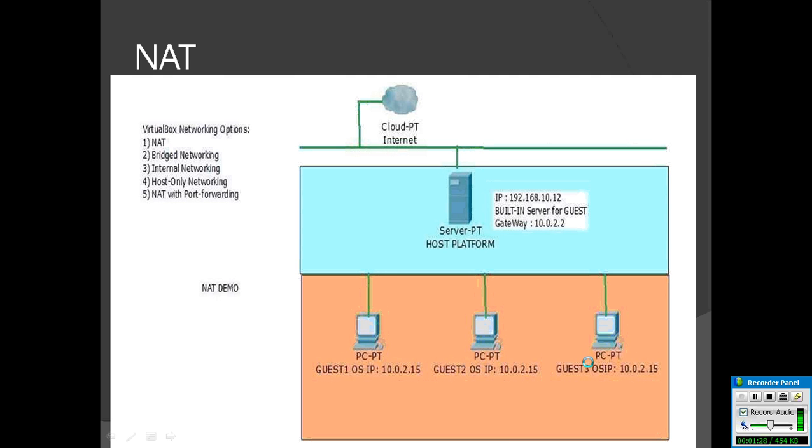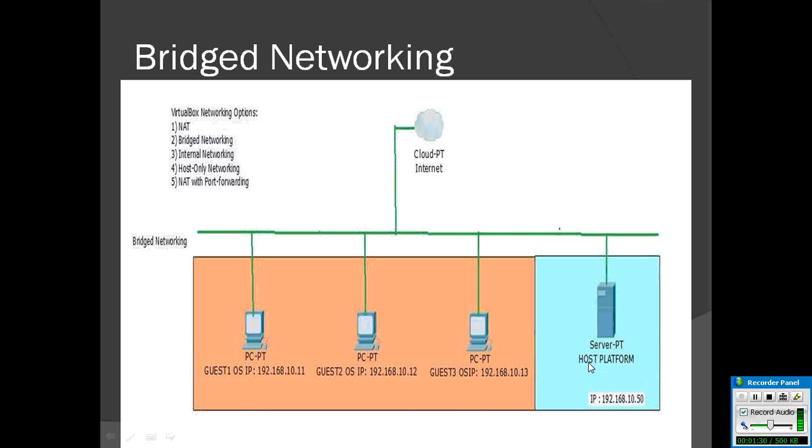The next option is bridge mode. In a production environment, we want to use our guest OSs as servers, so I can use bridge networking. In bridge networking, this is your host OS, and your guest OS also acts as a separate machine. There is a bridge, so the guest OS can directly communicate with the outer networks. This is the advantage of the bridge network.